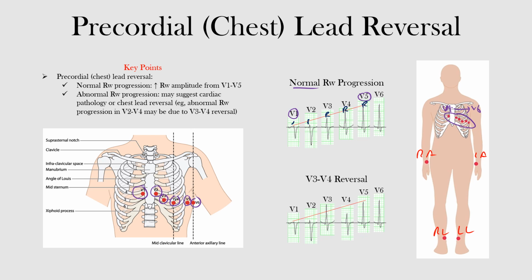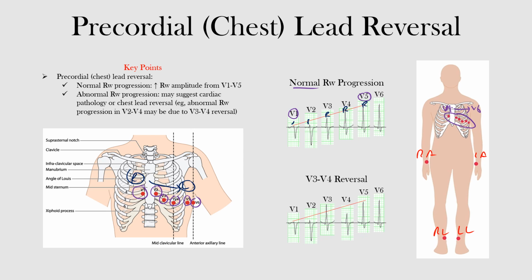And why is that? Well, as we go from the right side to the left side, remember, our left ventricle makes up the most mass in our heart, and because of that, it will have the strongest electrical impulses. That's why we see these R waves that increase in amplitude as we head from V1 to V5. So that's normal R wave progression.